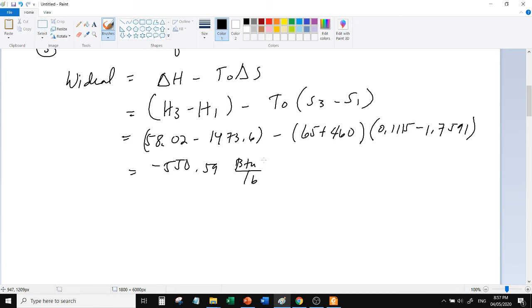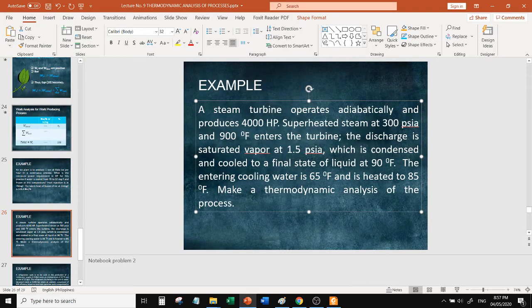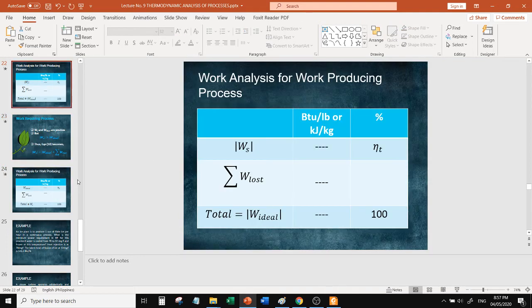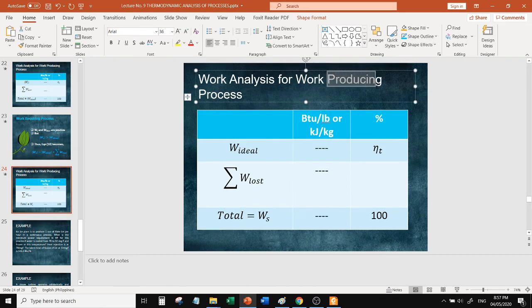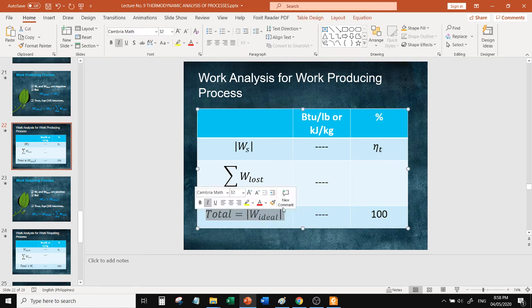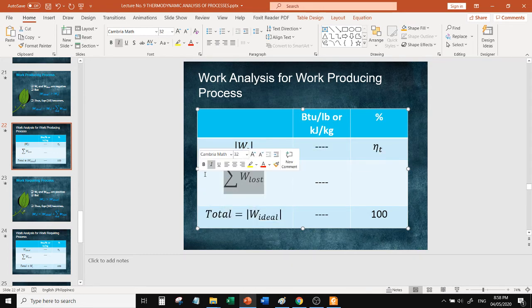Now, yung work loss, di ba sa lecture, ito pag work requiring process, mali ito. Dito tayo sa work producing. Sa work producing process, nasa baba yung work ideal. Kaya, yung sa total process natin kinuha. Pero yung sa work loss, step by step siya natin kukunin.